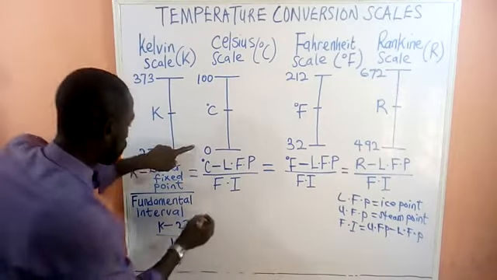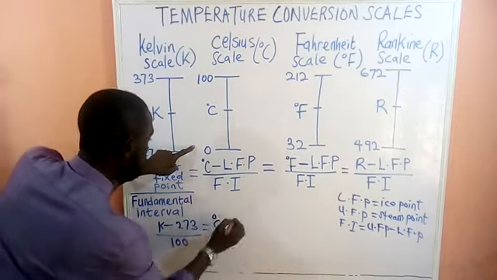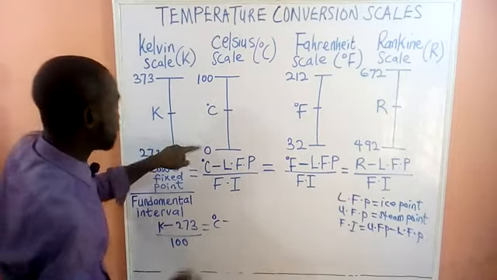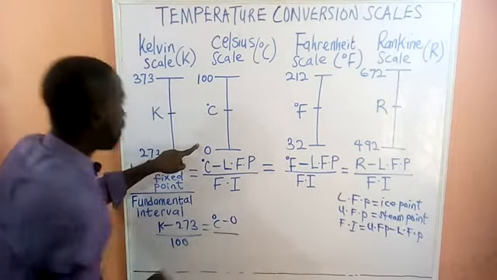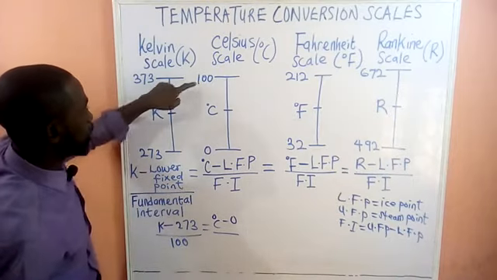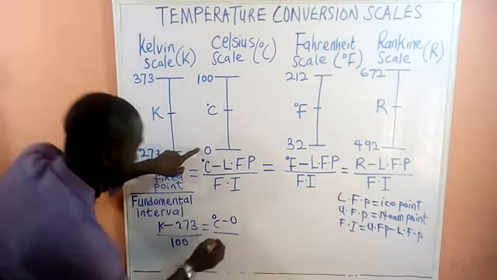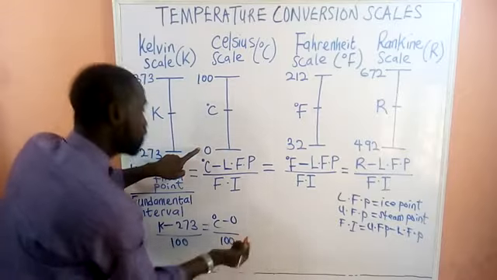So let's go for this one. We'll have Celsius minus the lower fixed point, that is 0, all over the fundamental interval, that is 100 minus 0, and that will give us 100. Class, are you with me?